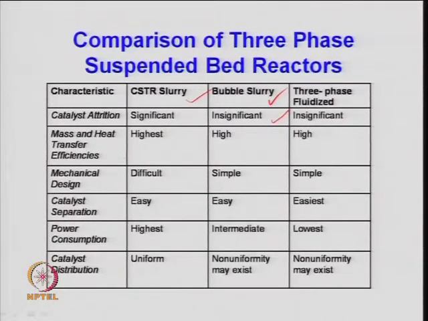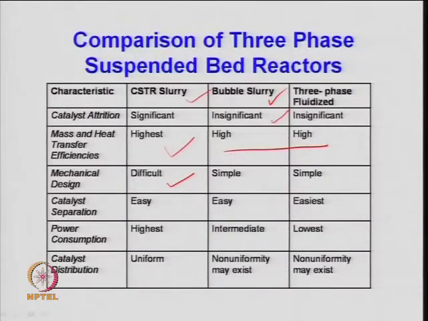In the case of mass and heat transfer efficiency, the CSTR slurry has the highest efficiency, bubble slurry has high, and the 3-phase fluidized bed is reasonably good. CSTR has high mass and heat transfer efficiency because you have used an agitator there. Mechanical design is difficult in the case of CSTR, but for bubble slurry and 3-phase fluidized bed it is simple, because no agitation or moving parts are required. This is an advantage. Catalyst separation is easy in CSTR and bubble slurry also, but in the fluidized bed it is much easier, as one can take it out and separate.